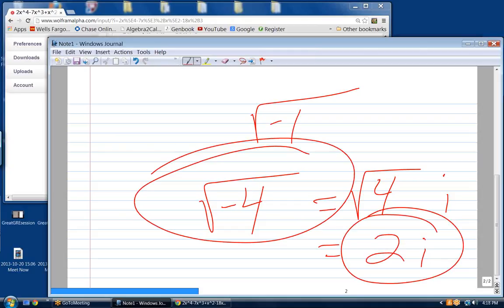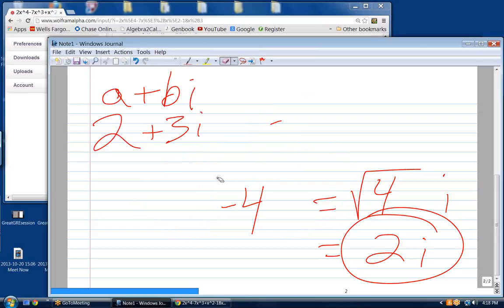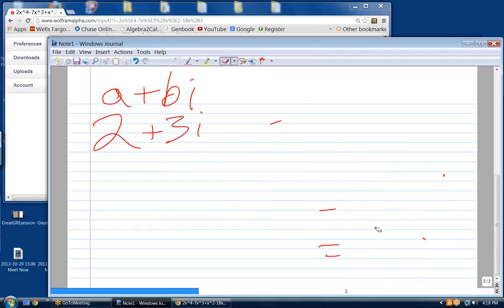Okay? So then complex and imaginary numbers are the same thing? Yeah, the format is called a plus bi, and it usually looks like something like 2 plus 3i, or 2 minus 3i. Alright, now I understand that.